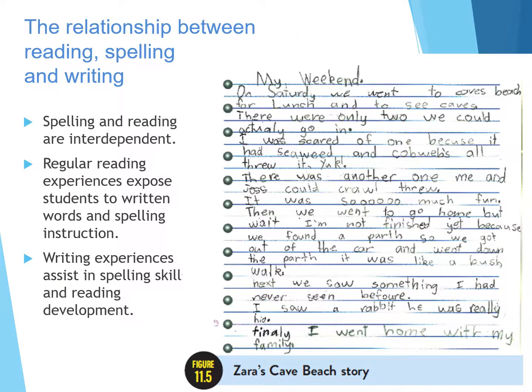The relationship between reading, spelling, and writing. Spelling and reading are independent. That means that just because a student can spell doesn't necessarily mean they can read, and vice versa. Regular reading experiences expose students to written words and spelling instruction. So as students become familiar with words by sight, then from memory they can recall how those words should be spelt based on how familiar they are with them.